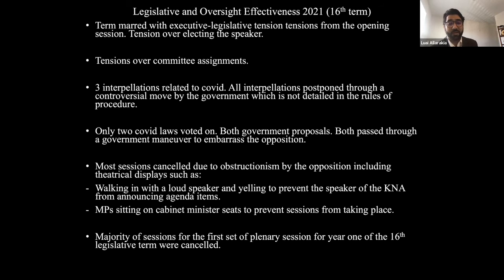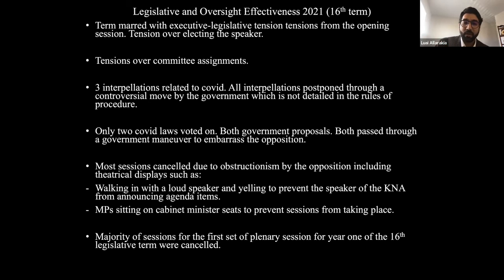There were MPs sitting on cabinet seats and basically having lunch, preventing the ministers from sitting down and actually starting the sessions. So the majority of the first set of plenary sessions for the first year of the 16th legislative term, which is 2021, were essentially canceled or shut down. As a result, you only had 2 COVID laws that were voted on.